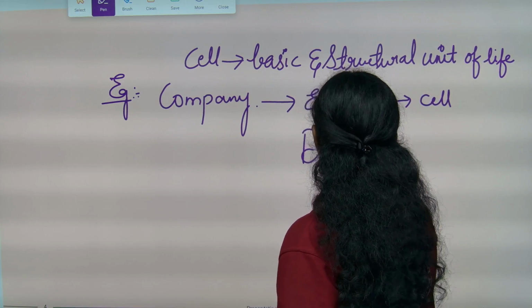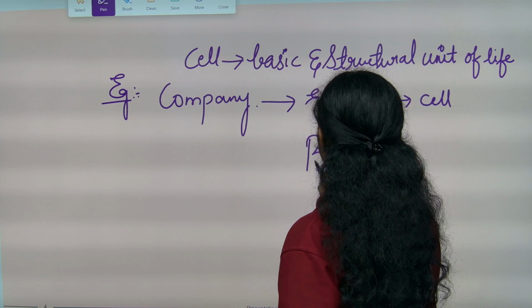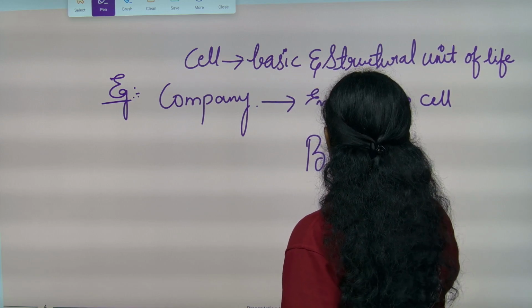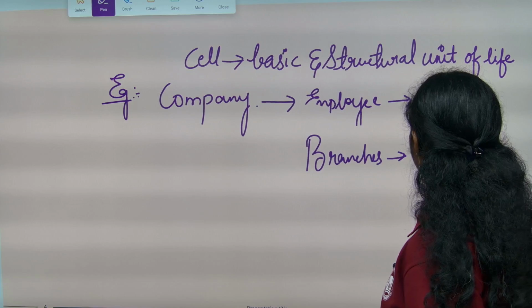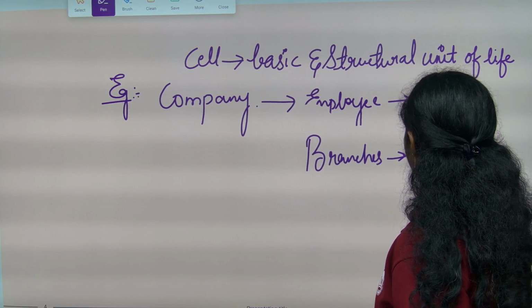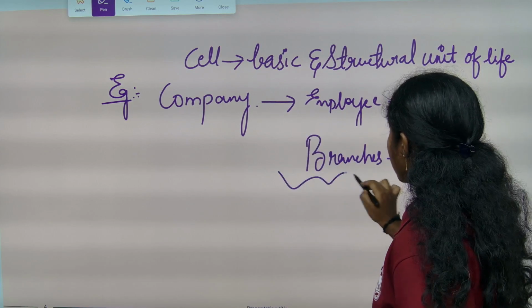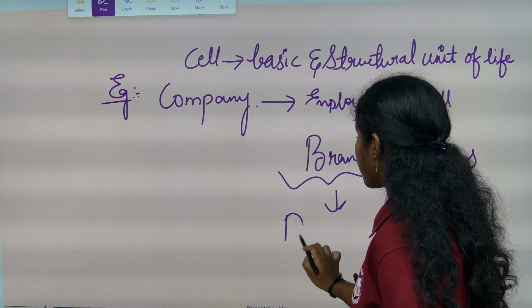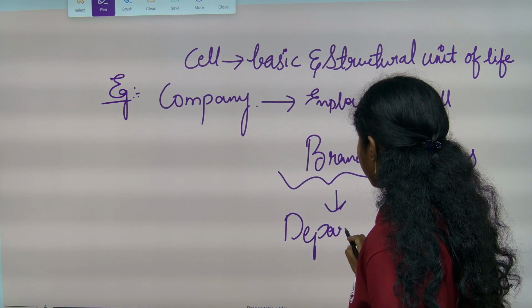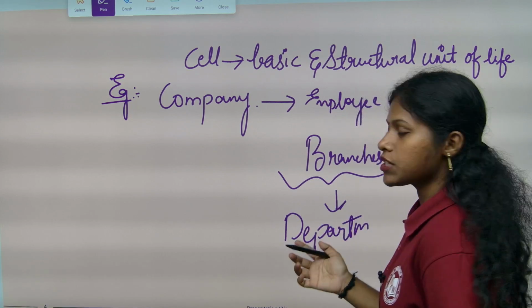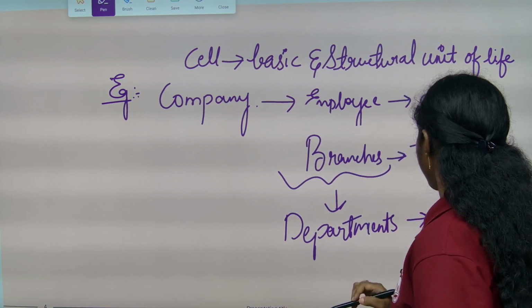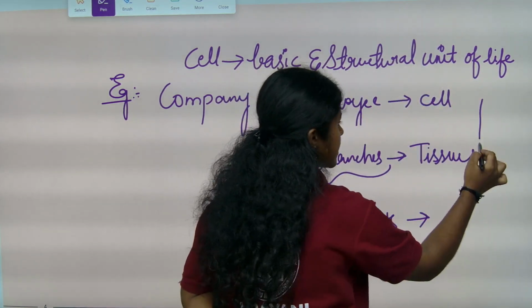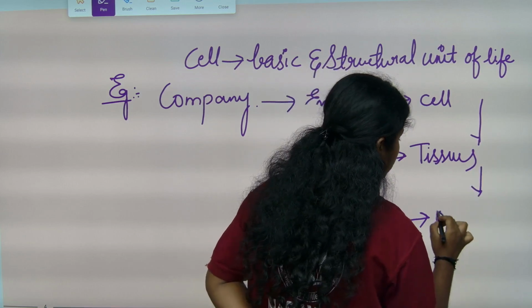Departments or else branches. So there are different branches, right? It to be tissues. Different branches are under the group of departments, right? Different branches make the departments. Those departments we are considering in this as organs.